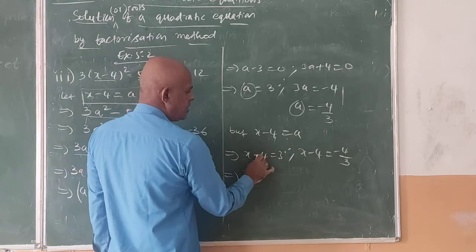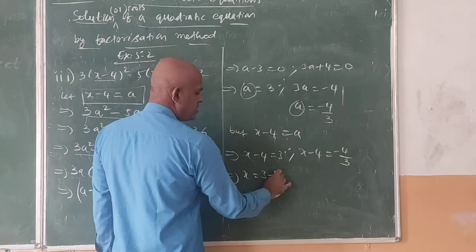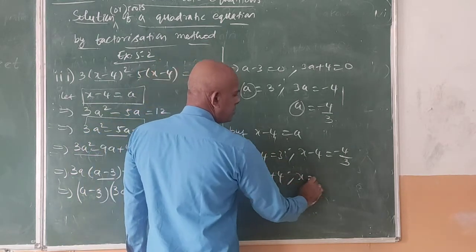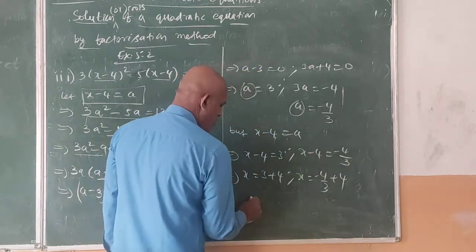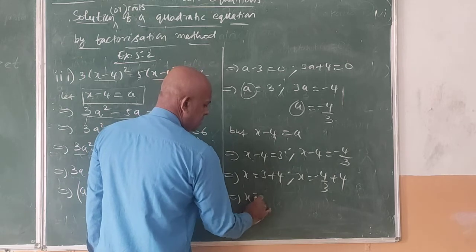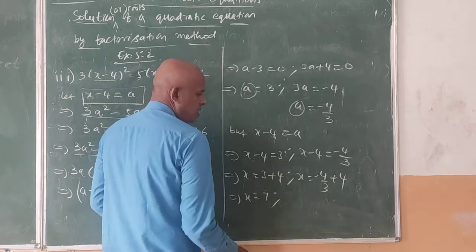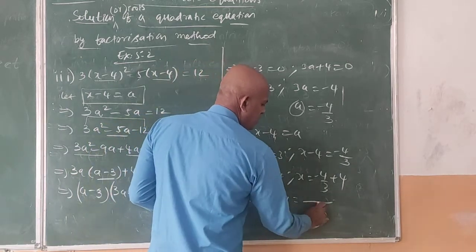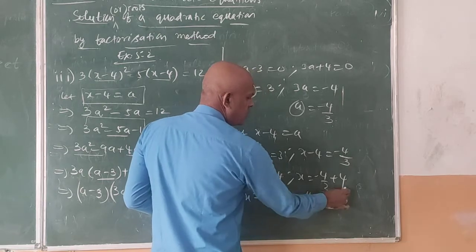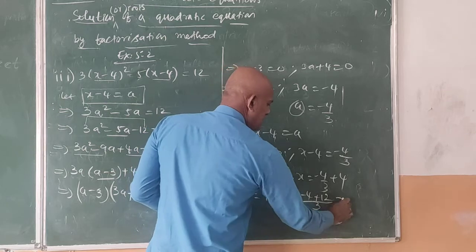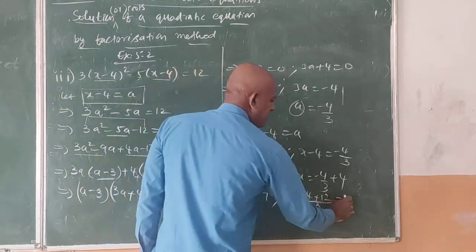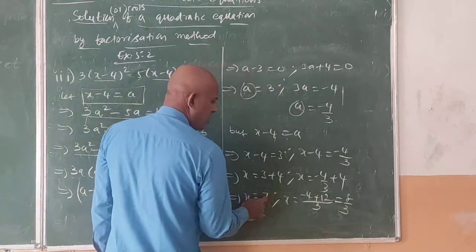So x is equal to 3, minus 4 comes to this side and becomes plus 4. And here also, minus 4 by 3, minus 4 comes to this side and becomes plus 4. So x is equal to 3 plus 4, which is 7. Now x is equal to minus 4 by 3 plus 4; the LCM is 3, and 4 has no denominator, so multiply with 3: 3 fours are 12, so 12 minus 4 is 8. So 8 by 3.